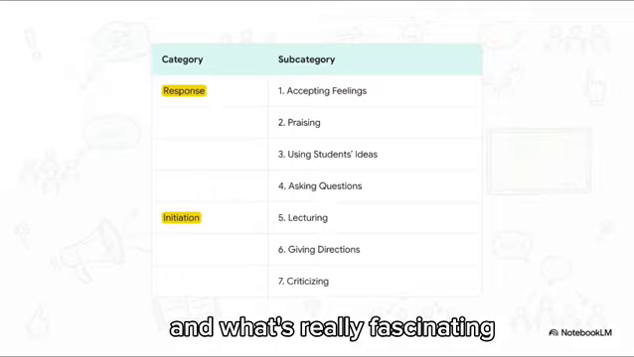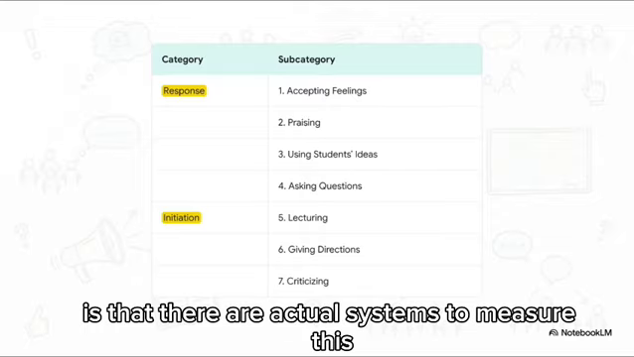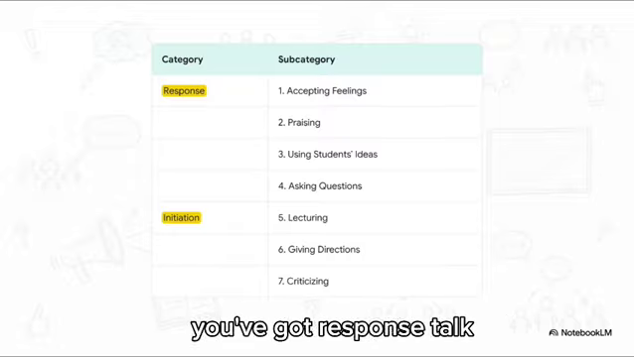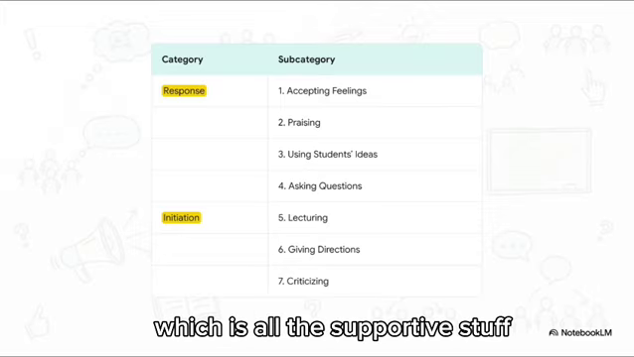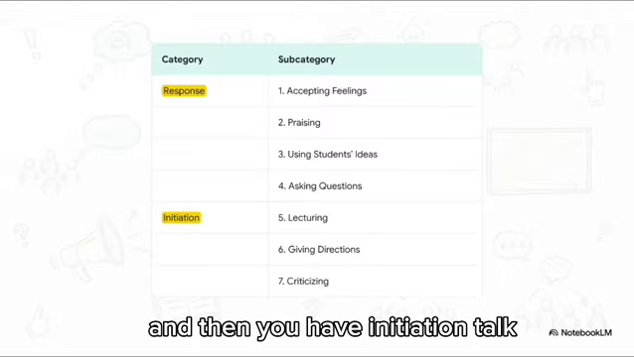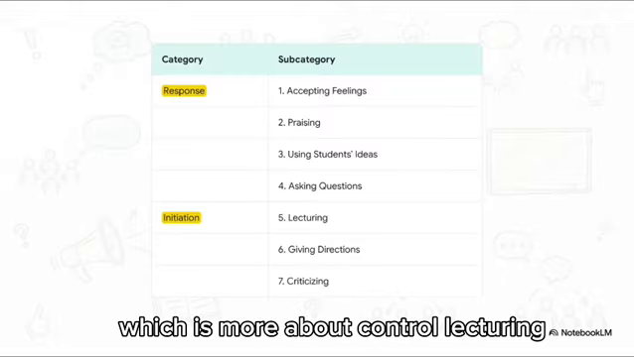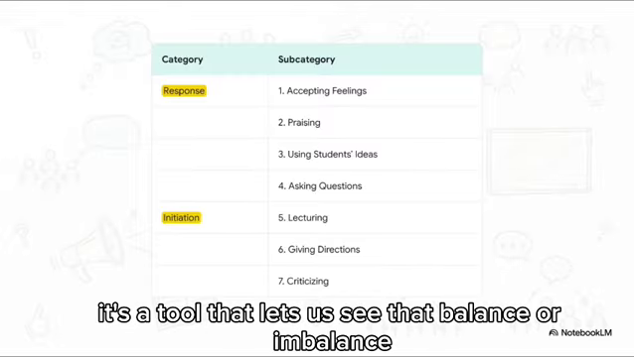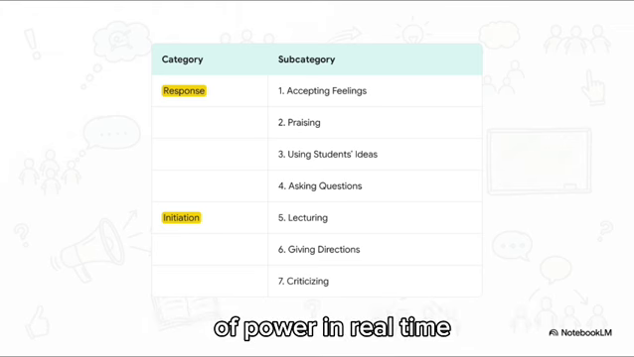And what's really fascinating is that there are actual systems to measure this. Teacher talk, for example, gets broken down into two big buckets. You've got response talk, which is all the supportive stuff, praising students, using their ideas. And then you have initiation talk, which is more about control, lecturing, giving directions. It's a tool that lets us see that balance or imbalance of power in real time.